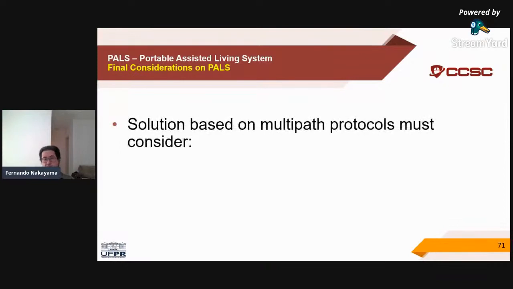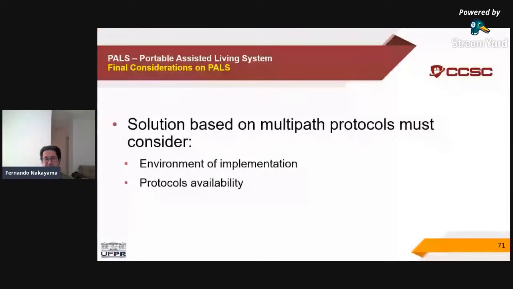Our consideration about the solutions employing multipath protocols is that using multipath protocols should be studied on a per-case basis, since not all applications can benefit from multipath protocols, and the easiness in implementation and protocol availability should be considered. For instance, MPTCP requires complex changes at OS kernel level, while the MPQUIC protocol can be deployed in user space.